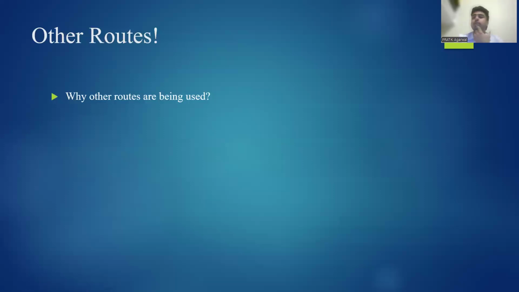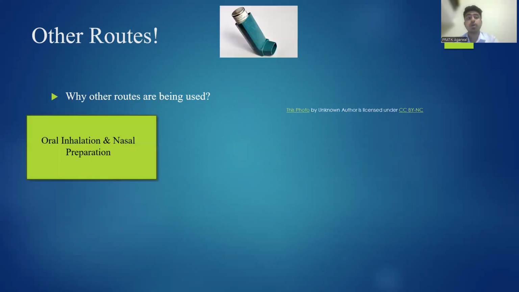Now, there are other routes. First of all, why do we use other routes? We'll discuss this later, but let's first discuss what the other routes are: oral inhalation or nasal preparation. When you get congestion, you use those nasal sprays. People who have asthma or COPD use salbutamol to open their airways, and steroidal medications through the inhalational route to make sure the lungs are getting that medication and inflammation is relieved, right?